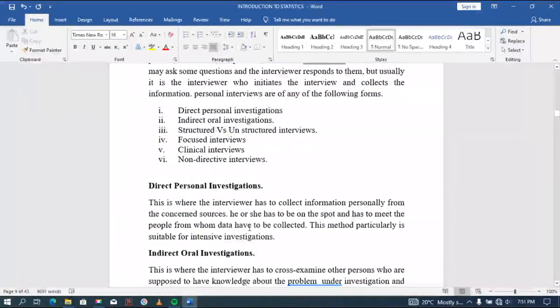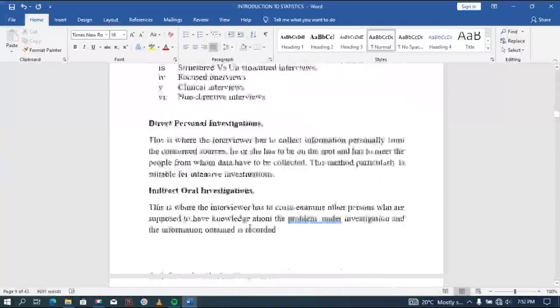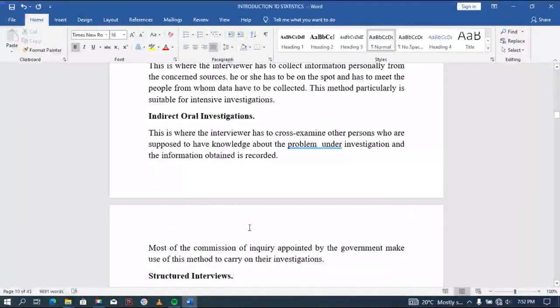A direct personal investigation is where the interviewer has to collect information personally from the concerned sources. The interviewer has to meet the interviewee and then they interact. He or she has to be on the spot and has to meet people from whom data have to be collected. This method particularly is suitable for intensive investigations.